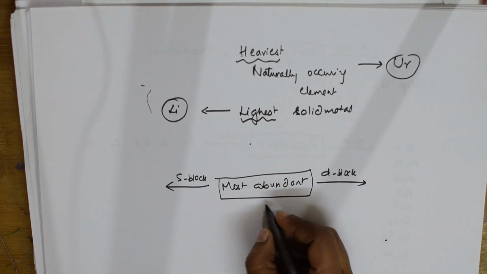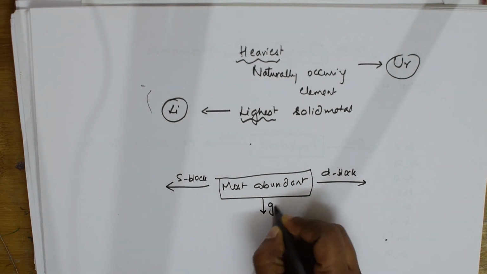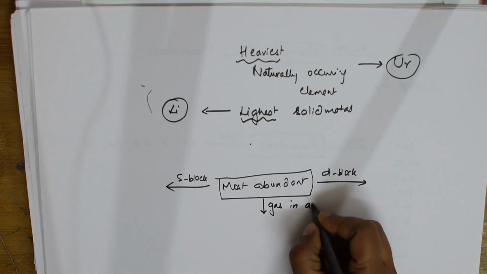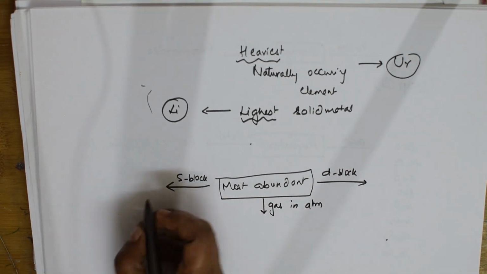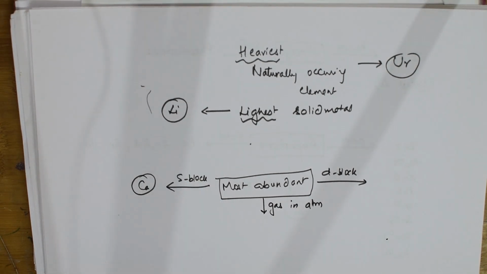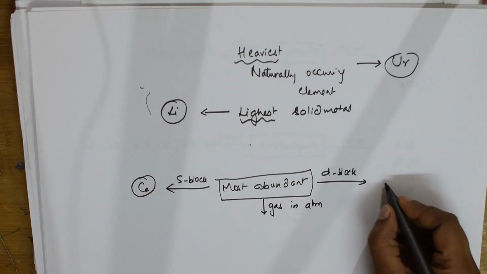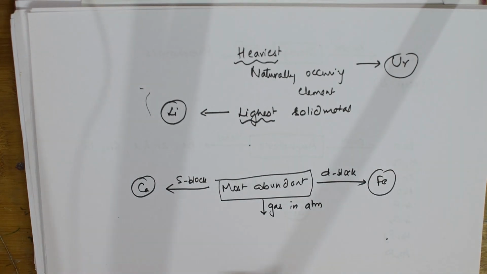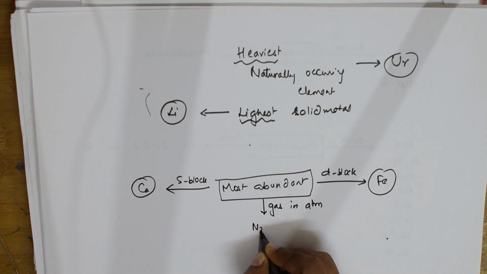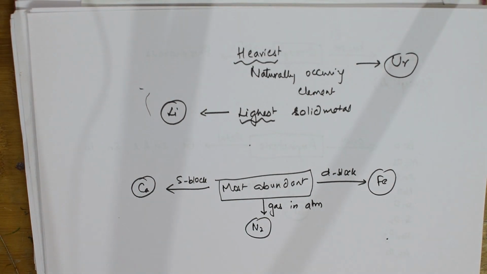I'll also teach you which is the most abundant gas in nature. Gas in atmosphere. In S block, the most abundant element available is calcium. In D block, the most available element is iron. And the gas which is abundant in the atmosphere is nothing but nitrogen gas.